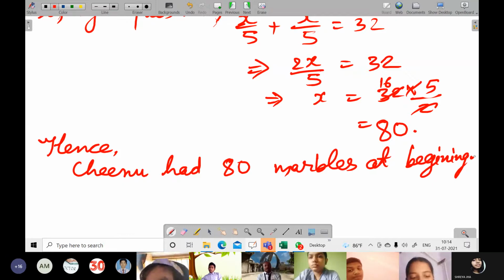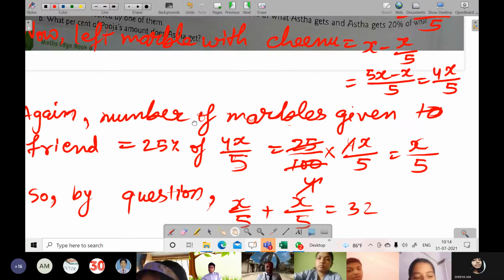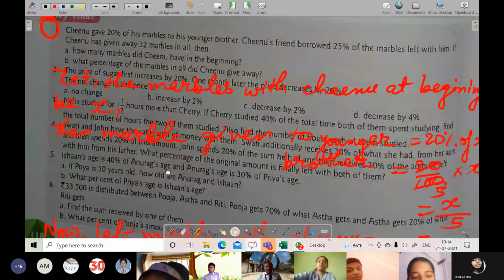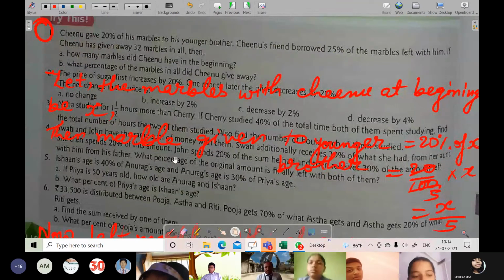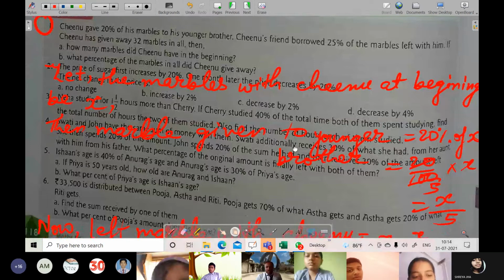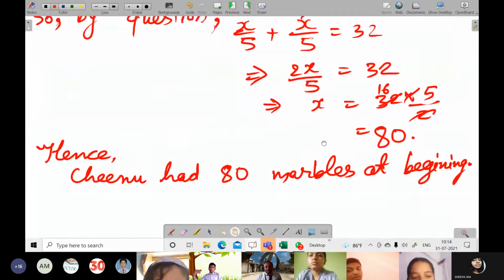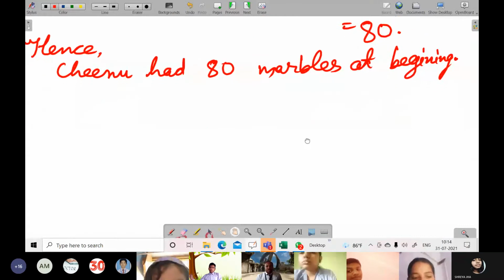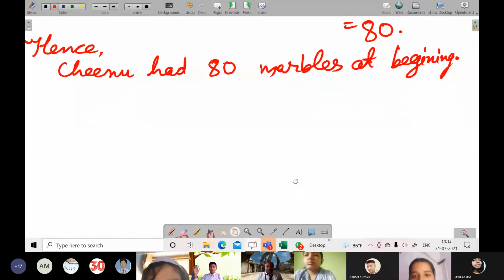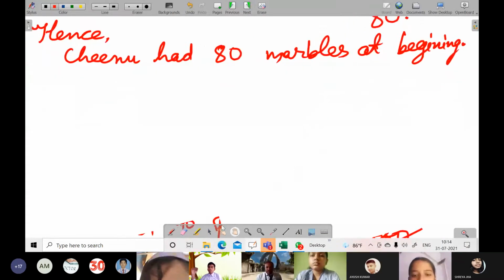After that, what is question number second? In question number second, it has been said what percentage of the marbles did Chinu give away? So Chinu gave away 2x by 5, or simply 32. 32 by 80 into 100% you will do and you will get the answer. That is 40%. Will you be able to make this, or should I explain that also?